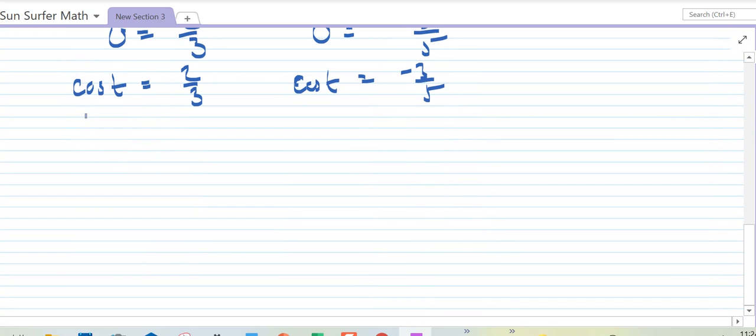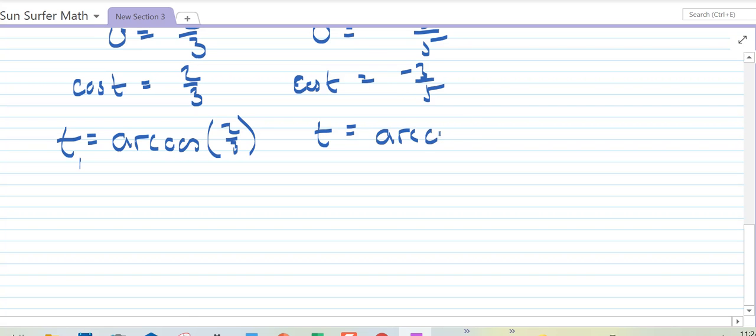So then using our inverse trig functions, t is going to be equal to the arc cosine of 2/3. And this is actually going to give us two angles, so I'm going to call this T1. And then we have t over here is going to be the arc cosine of a negative 3/5. So let's take a look at our angles.